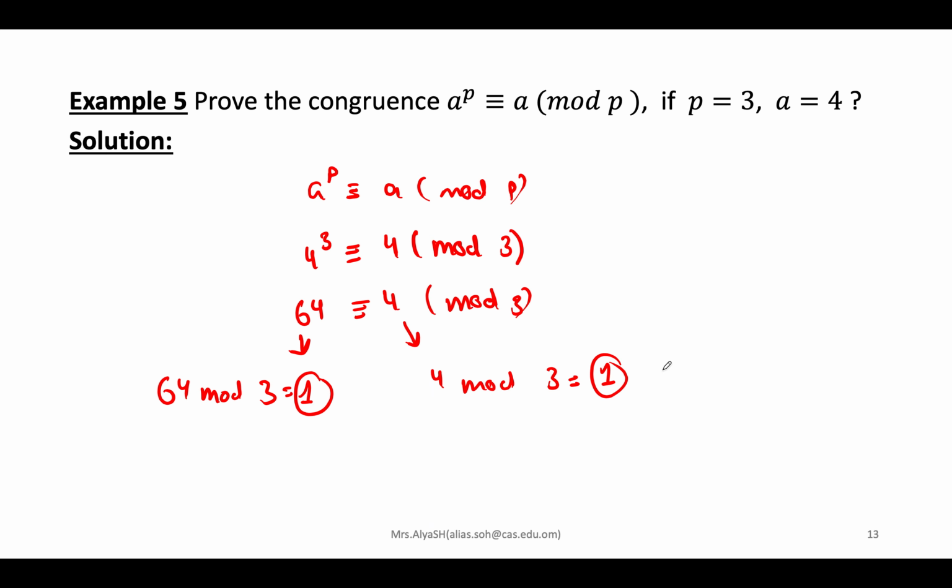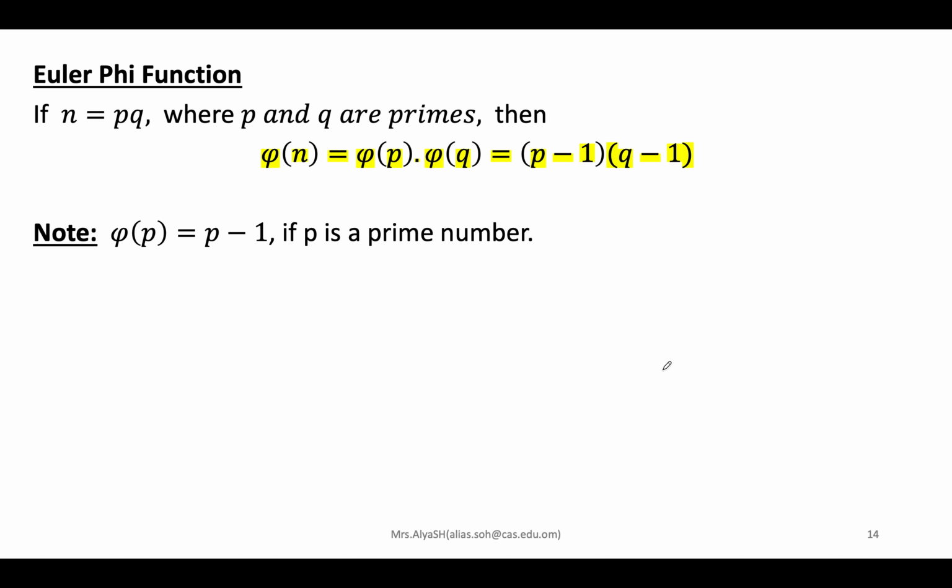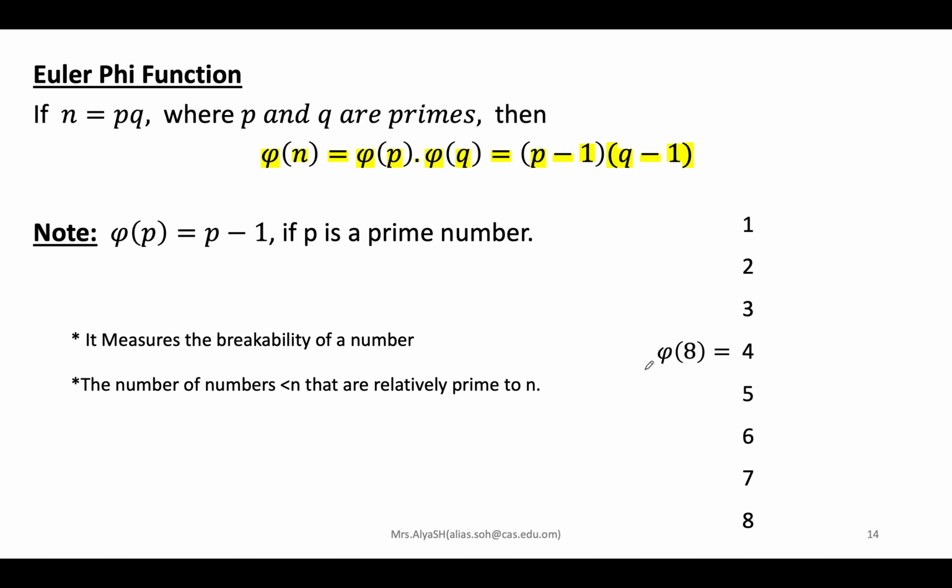Now, let's move to the second special theorem that we have in this session, which is the Euler phi function. The Euler phi function basically measures the breakability of a number. For example, phi of n, where n is 8, is a combination of 1, 2, 3, 4, 5, 6, 7, and 8. Now the function finds the number of numbers less than n that are relatively prime to n.